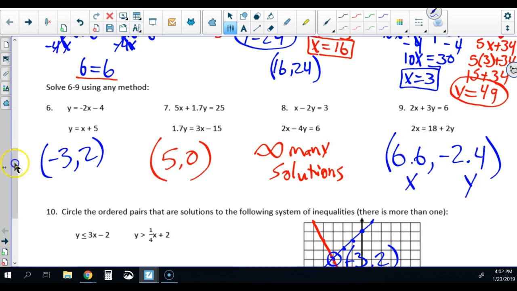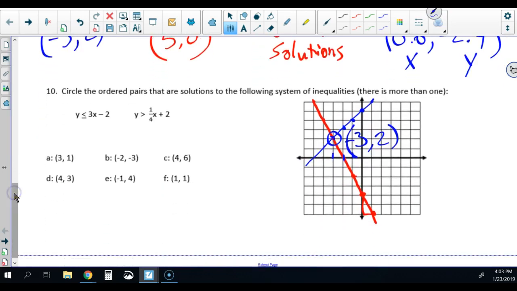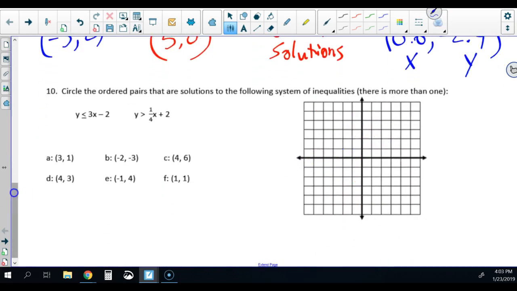Number 10. This is a new one. That was for number 6 up there, so ignore that. Here we have a system of inequalities. We learned inequalities last unit. That's where you have the less thans and you have a dotted line and shade below or whatever. We've done inequalities, we've done systems of equations, now we're combining the two together. So, circle the ordered pairs that are solutions to the following system of inequalities.